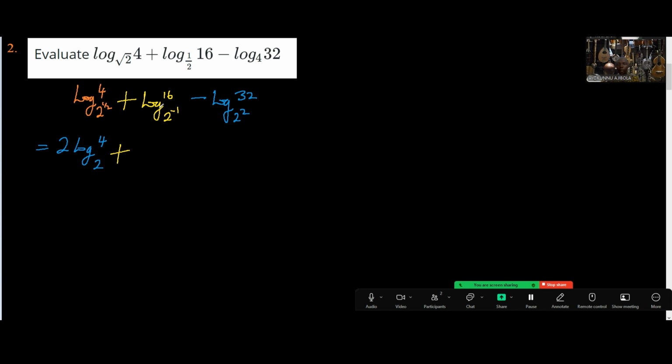Then the second one: this negative 1 is coming, but 1 over 1 is still 1. So it's only negative 1 that will be here, then log 16. Okay? Yes, sir. Log 16, then base 2. Then the third one, the 2 is coming here, but it's going to be 1 over 2. So minus 1 over 2 log 32 base 2. Now this minus and plus, minus will replace. Okay? Yes, sir.